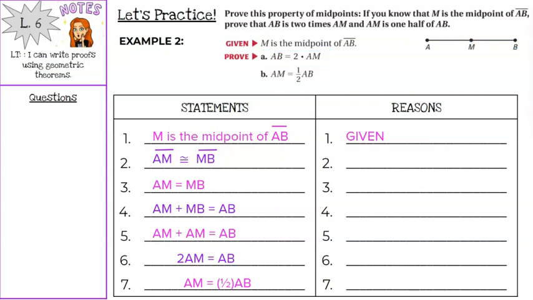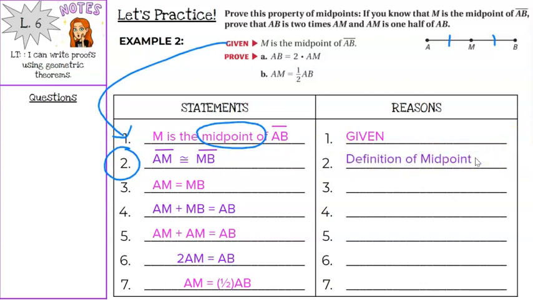So again, we always start with our given. Statement 1: M is the midpoint of AB. That is given. Then if we look at statement number 2, segment AM is congruent to segment MB. Well, why can we say that? It's right there in statement 1: midpoint. What's our definition of midpoint? That it splits a segment into 2 congruent pieces. So that's just your definition of midpoint.